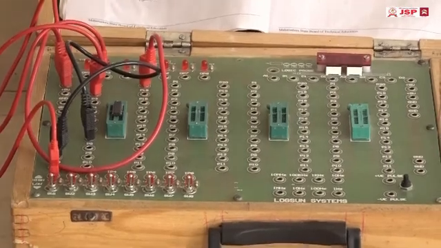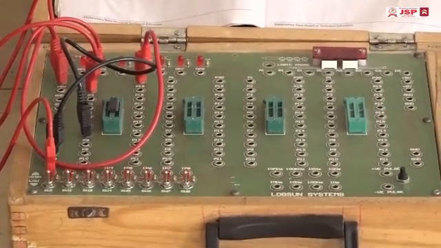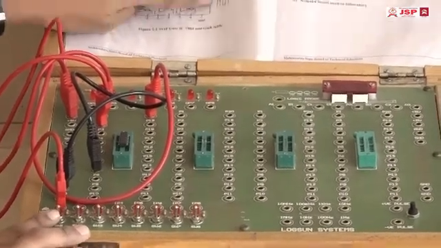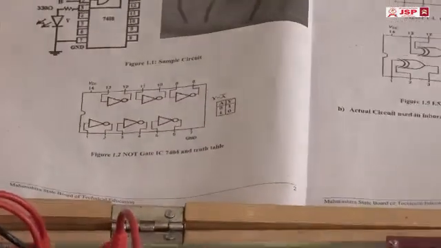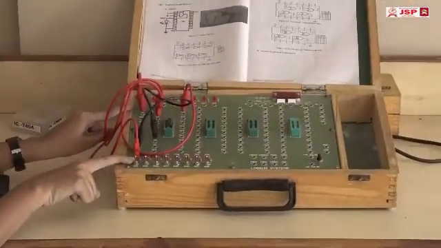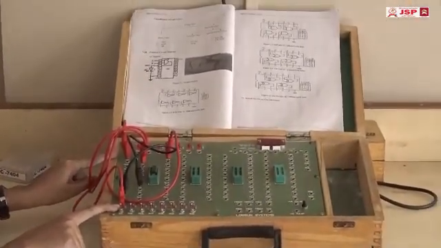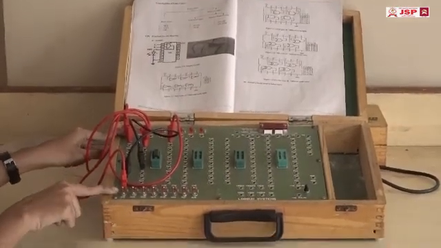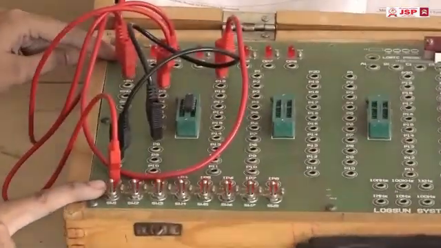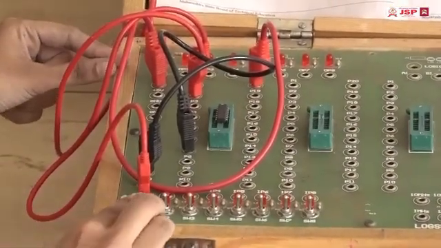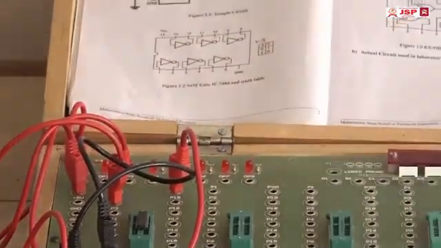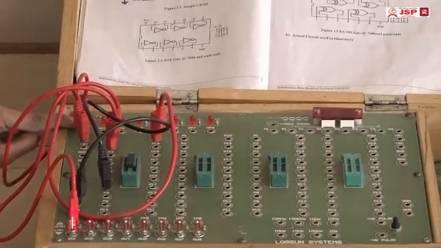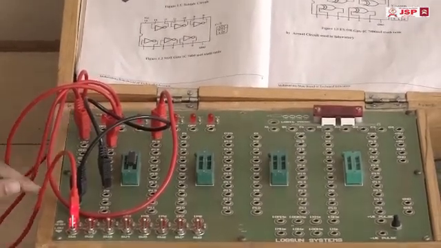Now we can switch on our power supply. So here you can see, as per the truth table, when we are giving input 0, we are getting the LED in off condition, which means it is a 0, and LED in glowing condition means it is a 1. So when we are giving the 0 input, we are getting output 1. And when we are giving input 1, then output is becoming 0. So this is our NOT gate.